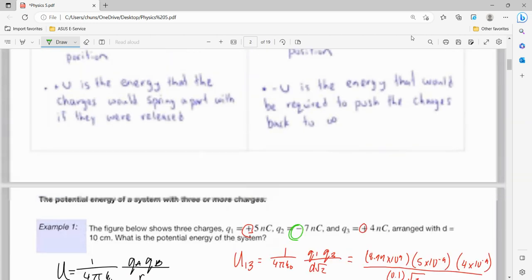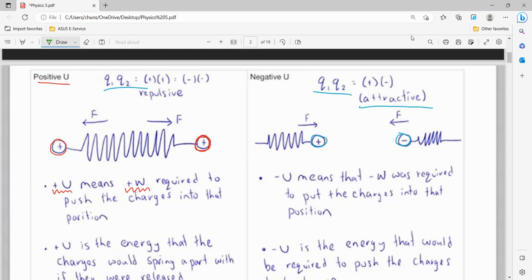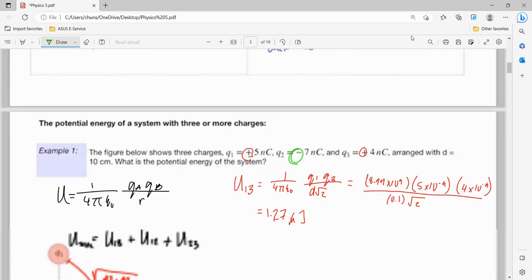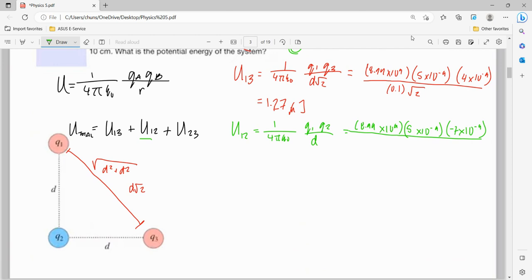And that makes sense because according to our example above, when we have attractive forces, we have negative U. And when we have repulsive forces, we have positive U. And that makes sense because we have a positive and a negative. This is 0.1 meters separation. And this is times 5 times 10 to the -9 times -7 times 10 to the -9 and divided by 0.1. This is negative 3.14 microjoules.